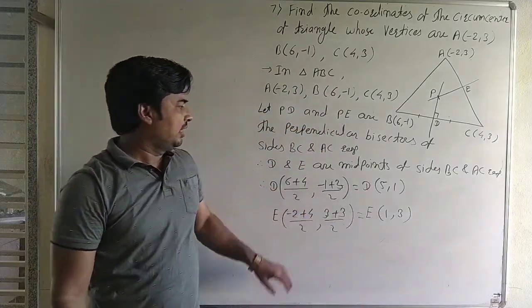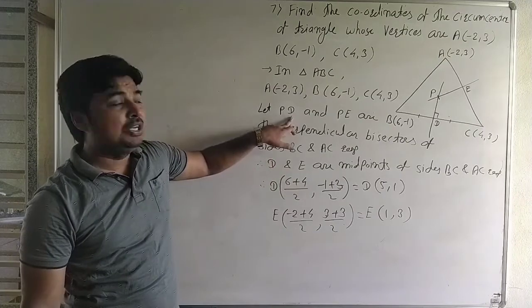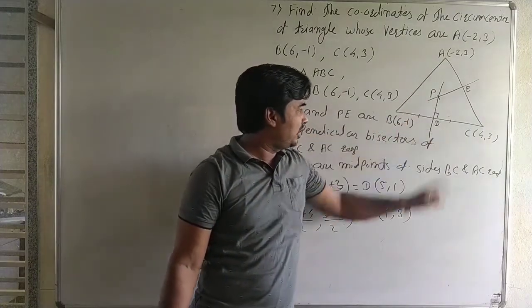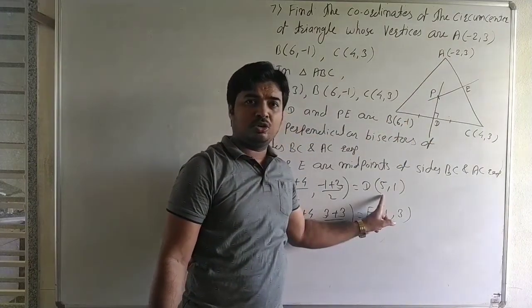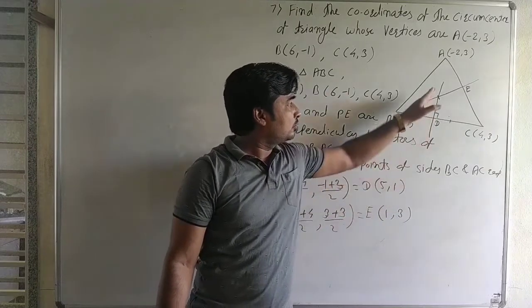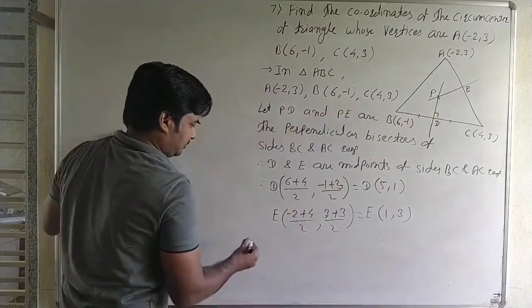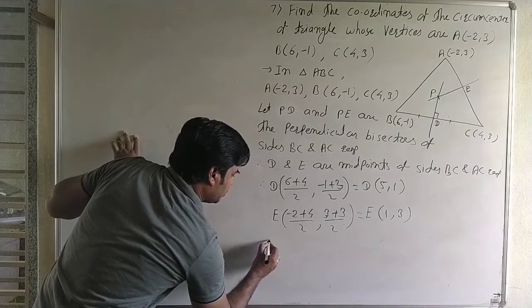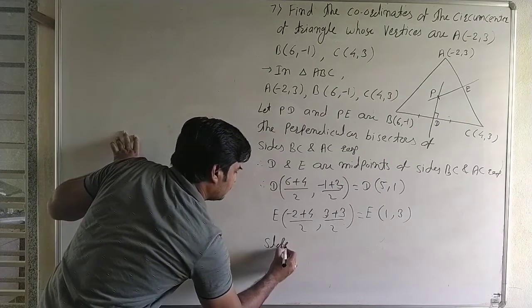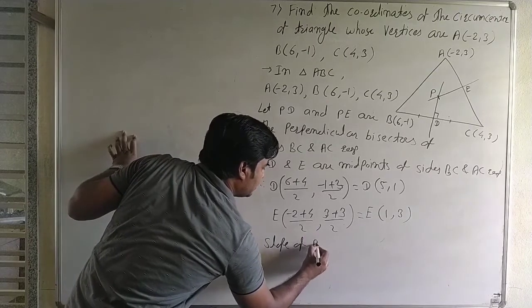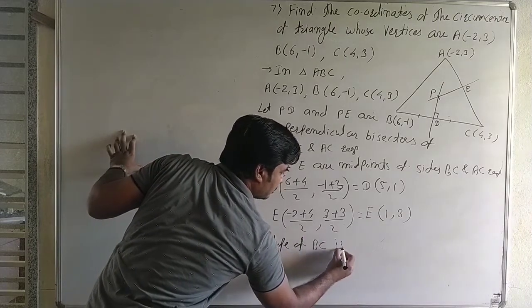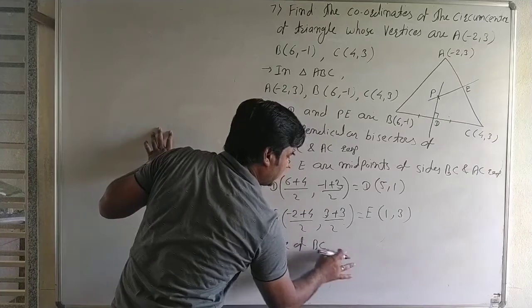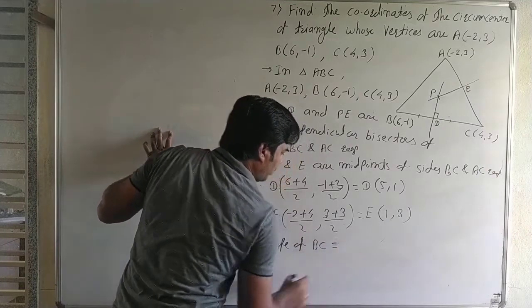Point D and E. Now we find the equation of PD. PD passes through point D. We know the coordinates of D. Now we need the slope of PD. First, the slope of BC. We can write the slope of BC directly.